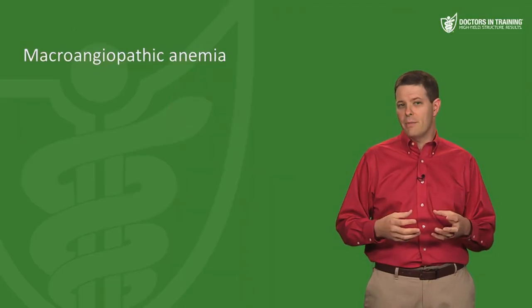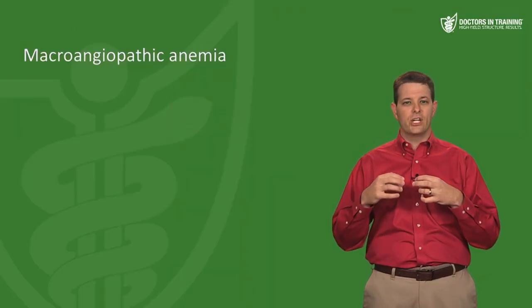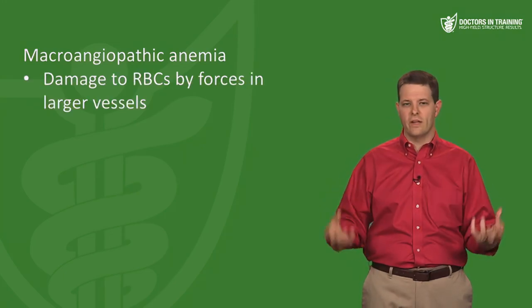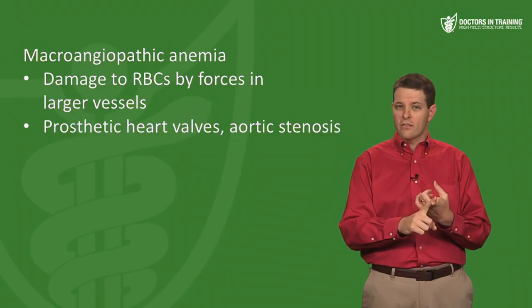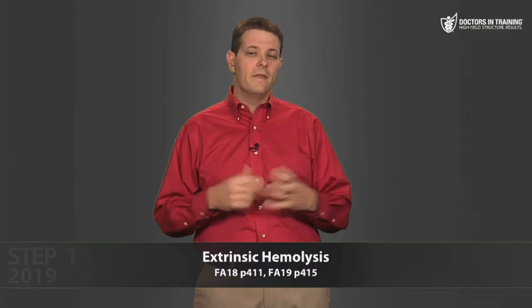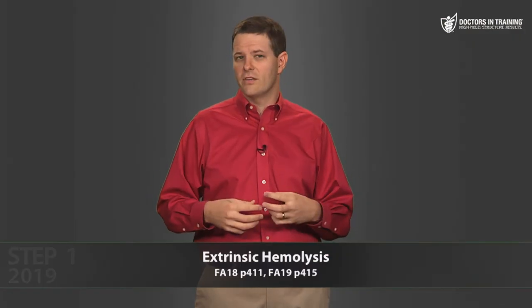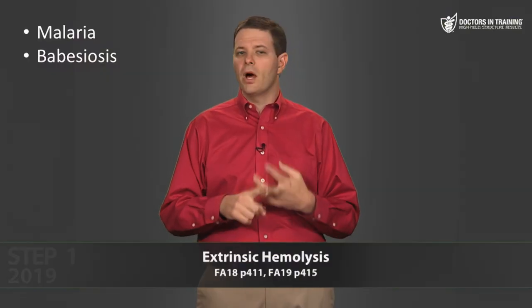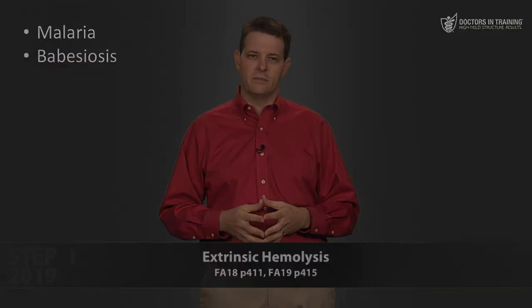Then macroangiopathic anemia is where instead of red cells getting chewed up by microvascular conditions, here you have damage to the cells by forces in larger vessels. So we said that prosthetic heart valves can do this, or maybe, rarely, aortic stenosis can do this. And then there are some infections of the red cells that can cause hemolysis, like malaria or babesiosis. These are covered in the microbiology lecture on protozoal diseases.